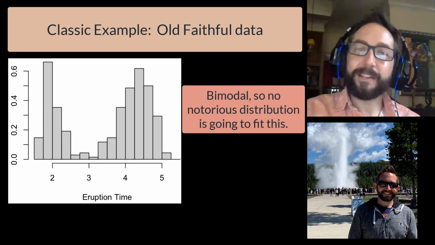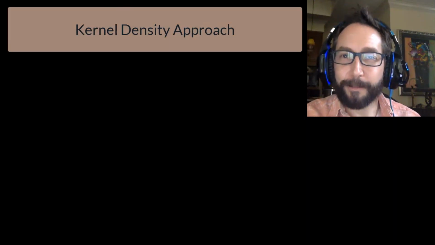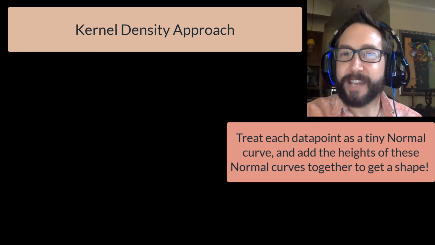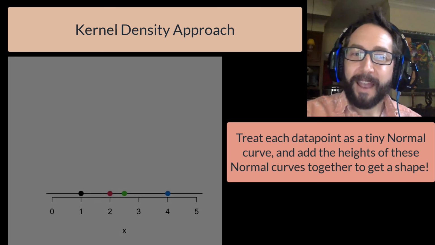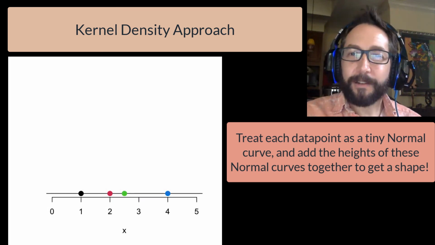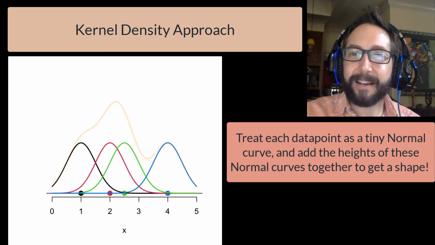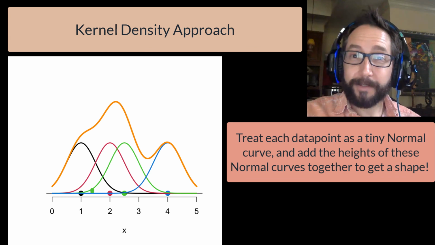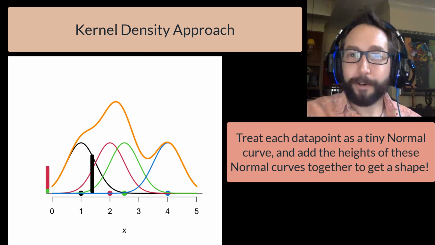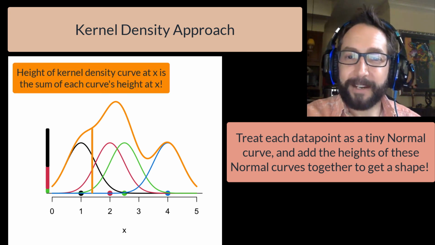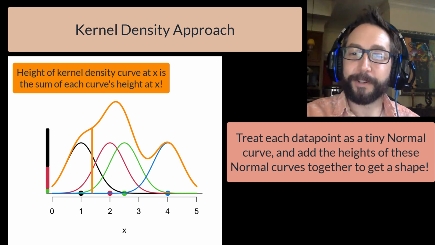So here's what we can do. The kernel density estimator says, all right, why don't we go ahead and represent each data point that we've collected as a little itty bitty normal curve. And then what we'll do is we'll stack up the normal curves from each different data point until we kind of get an overall shape of that distribution. So in this plot right here, we have 3 different observations: the black, the red, and the blue observation here.